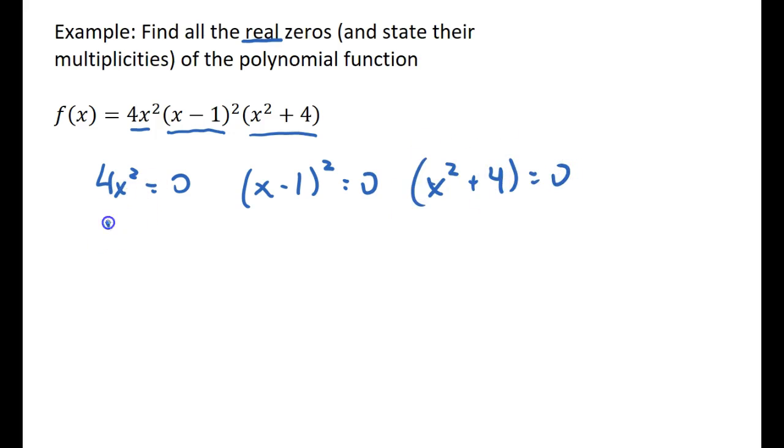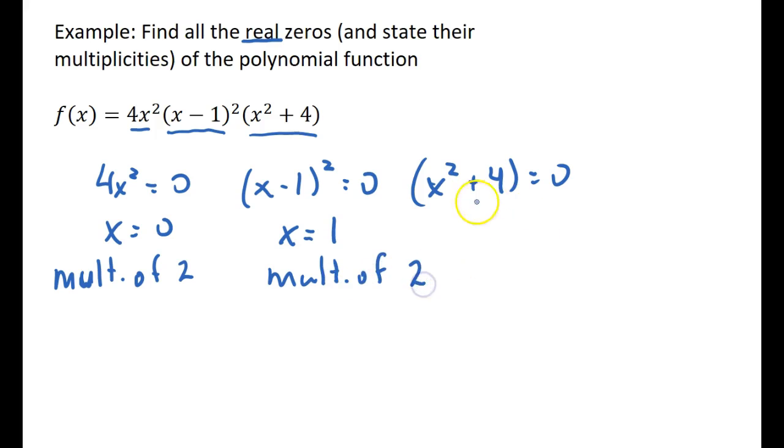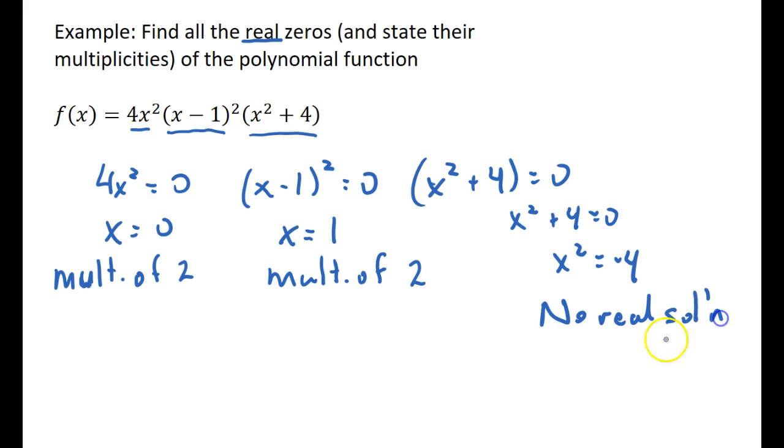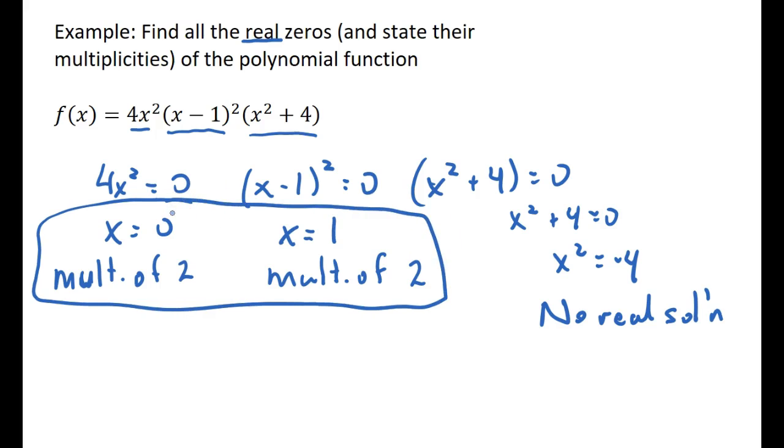All right, so this says that x equals 0, and since we have an exponent of 2, it has a multiplicity of 2. This says that x equals 1, because x minus 1 equals 0, that means x equals 1, and it also has a multiplicity of 2. Now this says that x squared plus 4 equals 0, so x squared equals negative 4. Well, you can't get a real solution from that equation. No real solution. So these are the real zeros with their multiplicities for this polynomial.